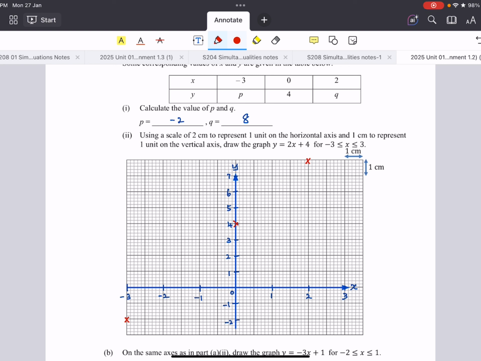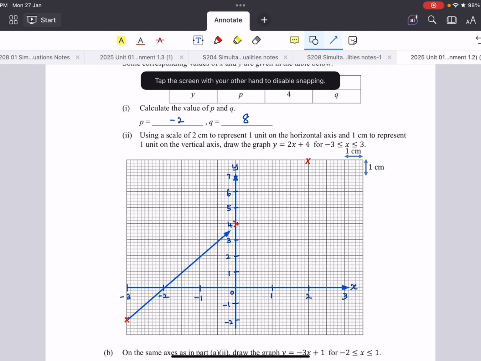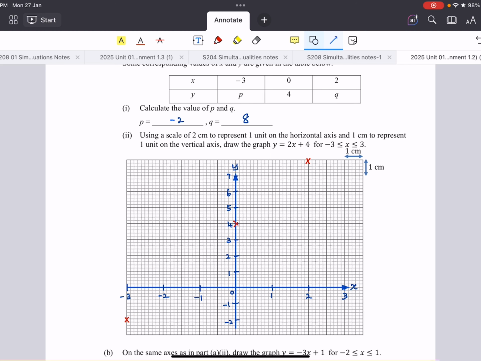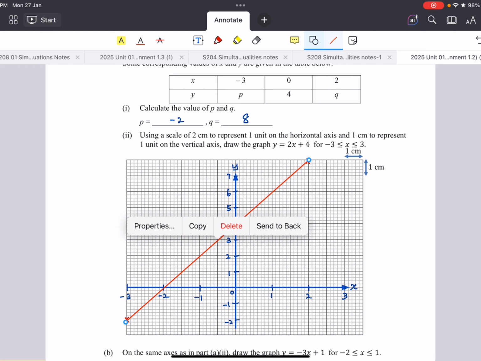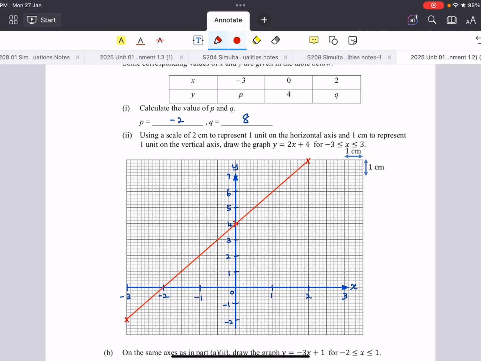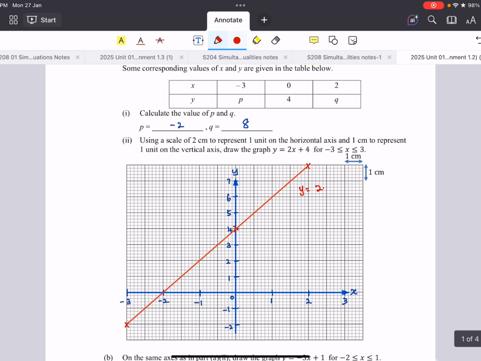Okay, so when we join them together, oops, undo. Let's have a straight line. And since I used the red in this case, let's keep to the color scheme. Right, and there we go. Okay, let me adjust that slightly. So this will be my first graph, which is y equals 2x plus 4, right?